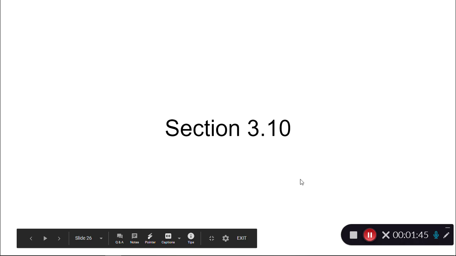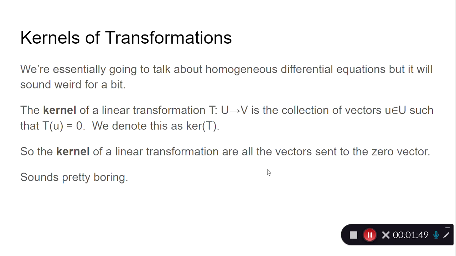Okay, so let's get to it. Another new term, kernel. And I don't know the origin of this word, or if I did, I've forgotten. So this section is going to set up sections 4.1, 4.2, and 4.3, which are all homogeneous equations. A kernel of a linear transformation is all the vectors that go to 0.